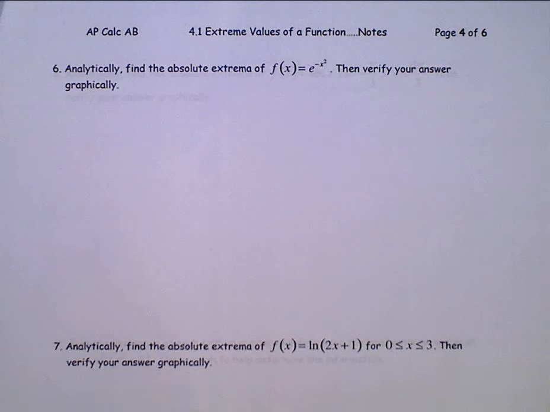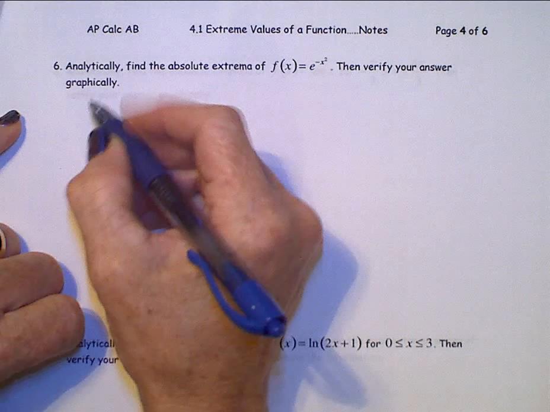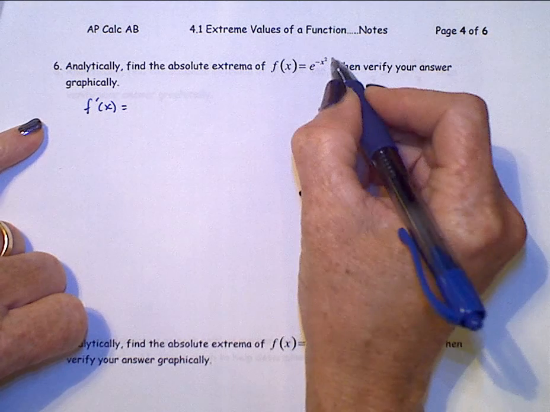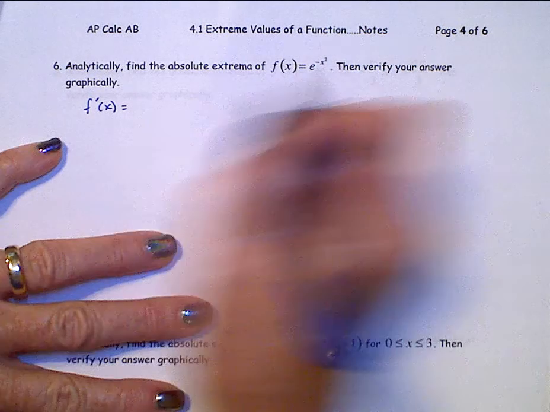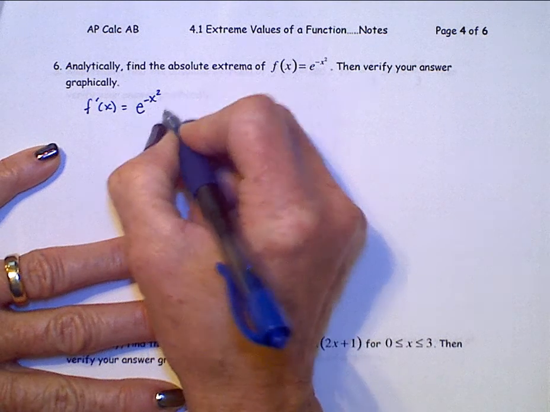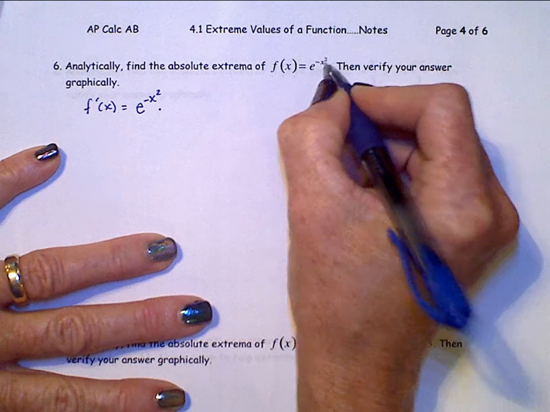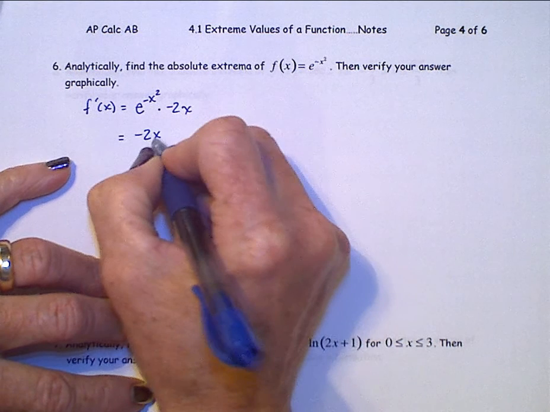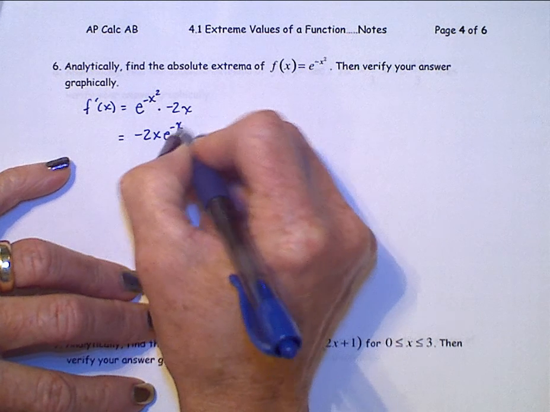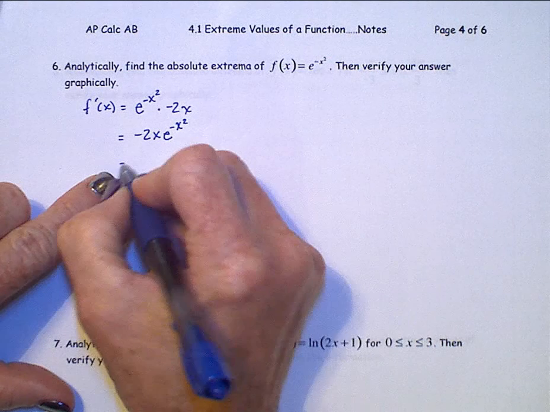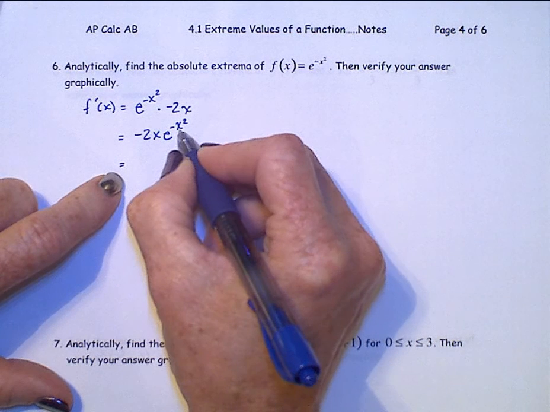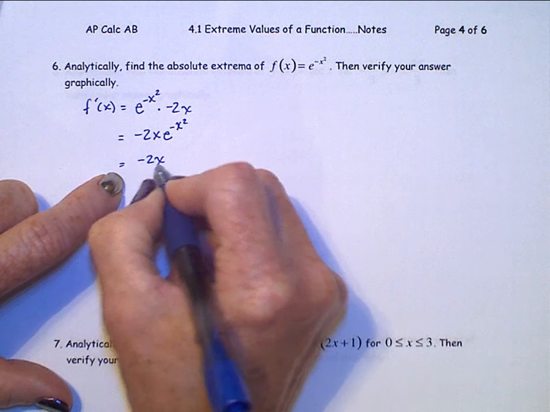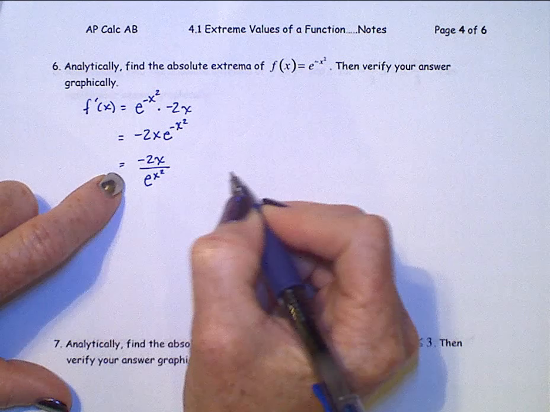So analytically, we're going to start by looking for critical numbers, which means we need to find the derivative. And f prime of e to the negative x squared, that is e to the negative x squared times the derivative of the negative x squared, which is a negative 2x. So we have negative 2x e to the negative x squared. Let's go ahead and rewrite this e to the negative x squared to get rid of that negative exponent piece. And we're looking at negative 2x over e to the x squared.